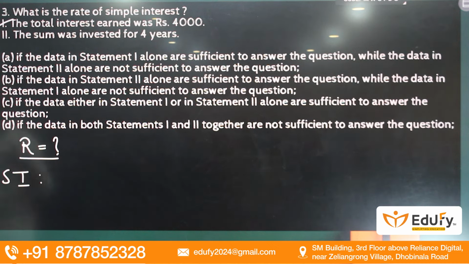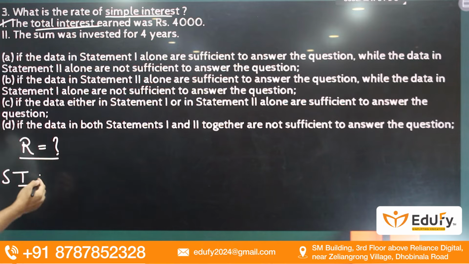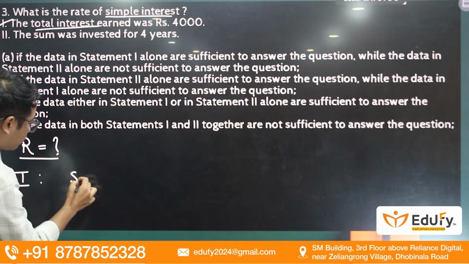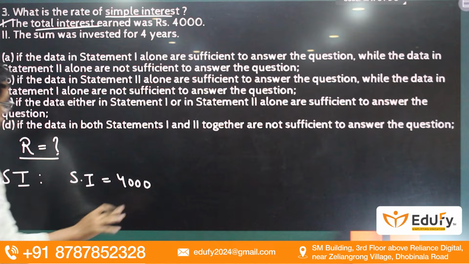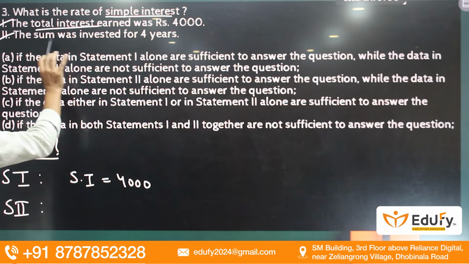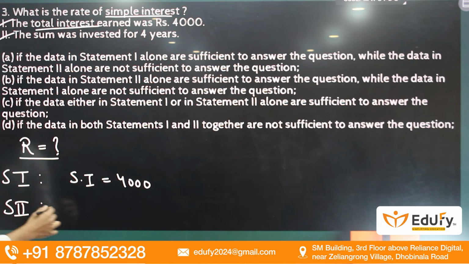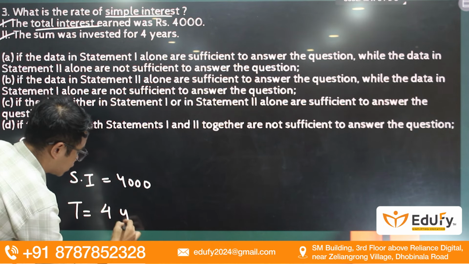So rate is what we are supposed to find out. In statement 1, they're saying the total interest earned was rupees 4000. Since they said simple interest, I know that this interest is your simple interest. So in statement 1, your simple interest is 4000. In statement 2, the sum was invested for 4 years. That means in statement 2, the time is given, which is 4 years.